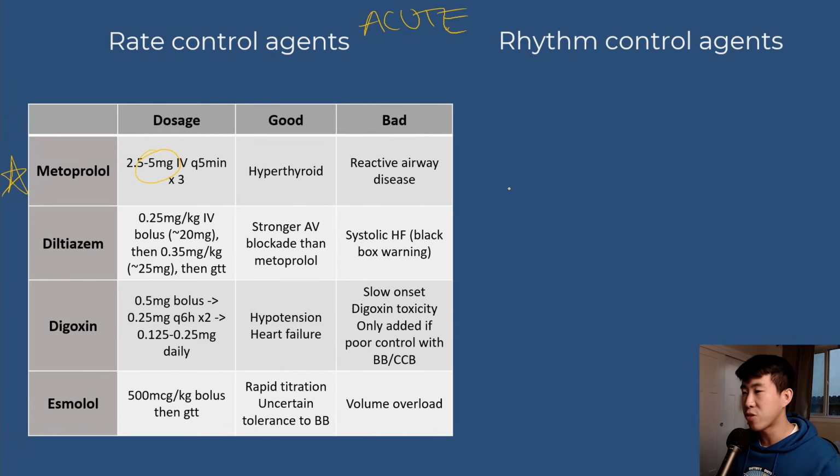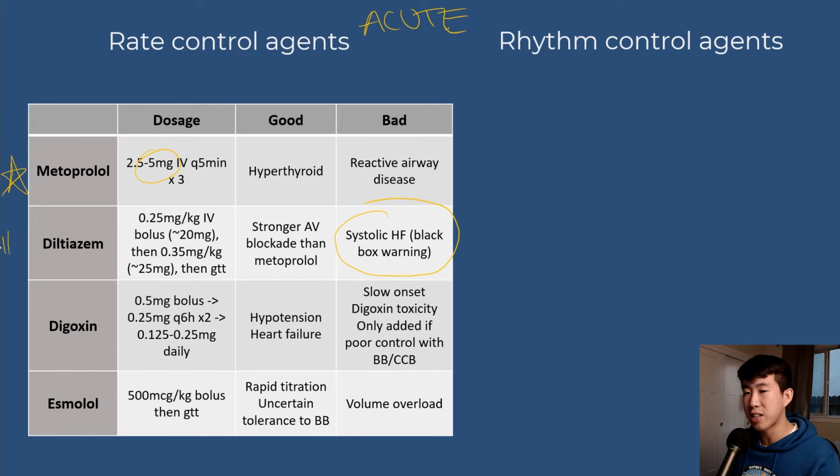But the big thing that you need to know with diltiazem is that it has a black box warning for increased mortality in systolic heart failure. And the reason for this is because the negative inotropic effects of diltiazem is higher than with metoprolol, and so you actually have a risk of precipitating cardiogenic shock or worsening their heart failure when you give this medication. So that's the big reason you should be a little bit more careful with it.